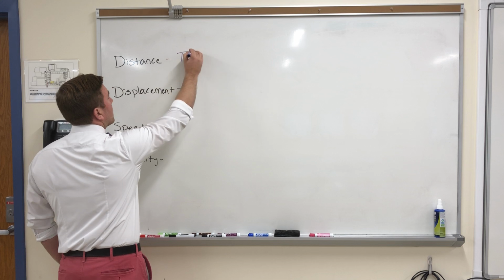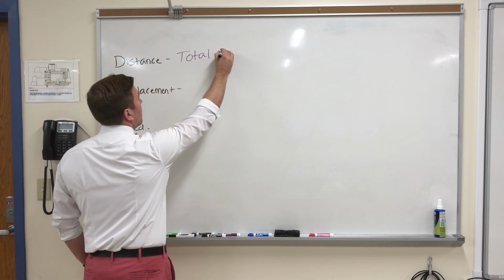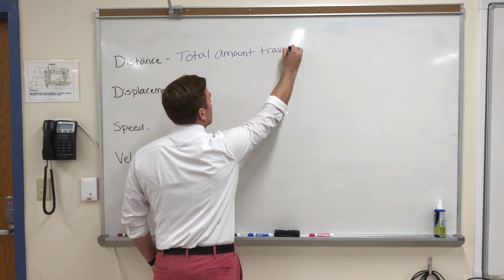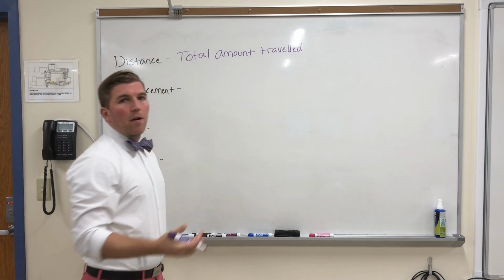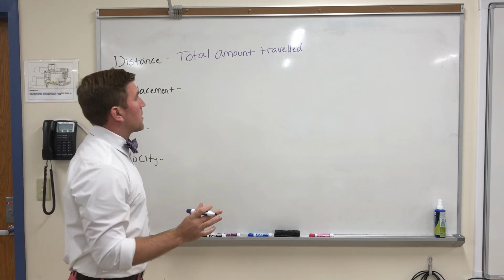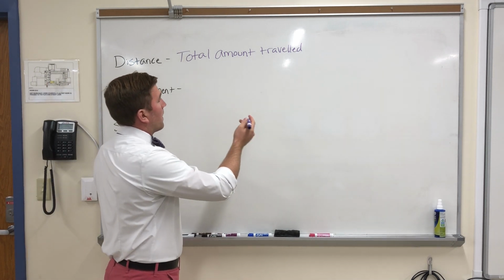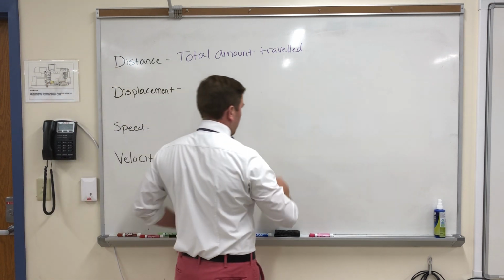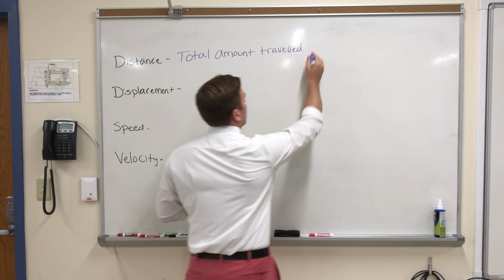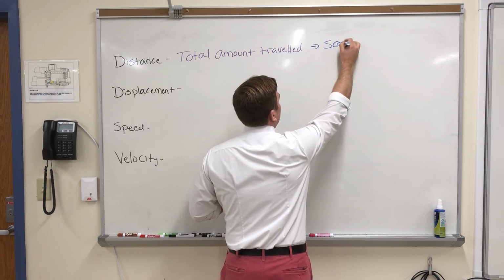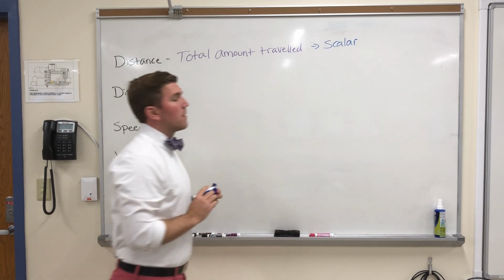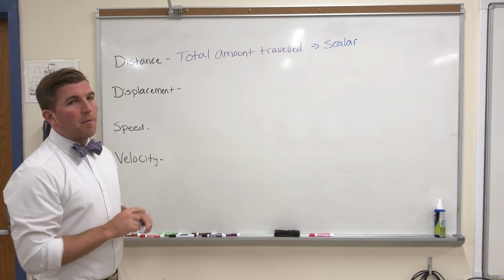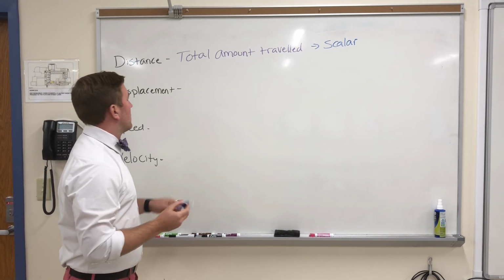Distance, you can think of as total amount traveled. So how far did I go? Doesn't matter what direction. It's just strictly a magnitude measurement. So this is what's called a scalar. So distance, being a scalar, means it only has a magnitude and no direction.